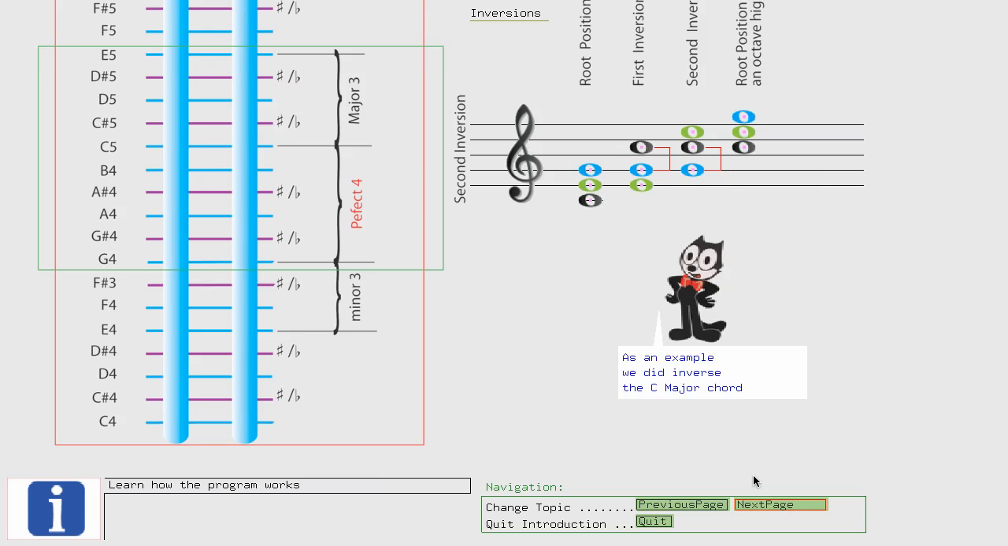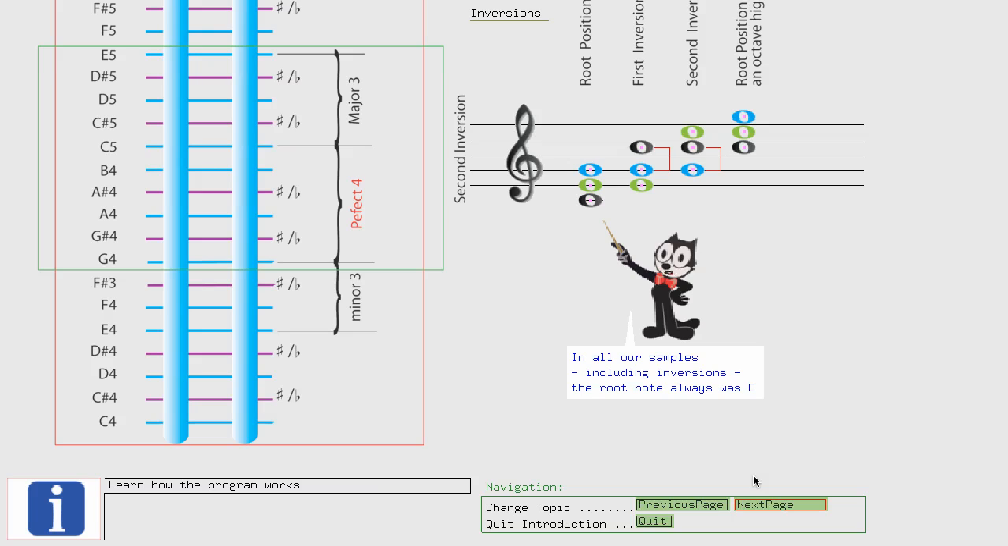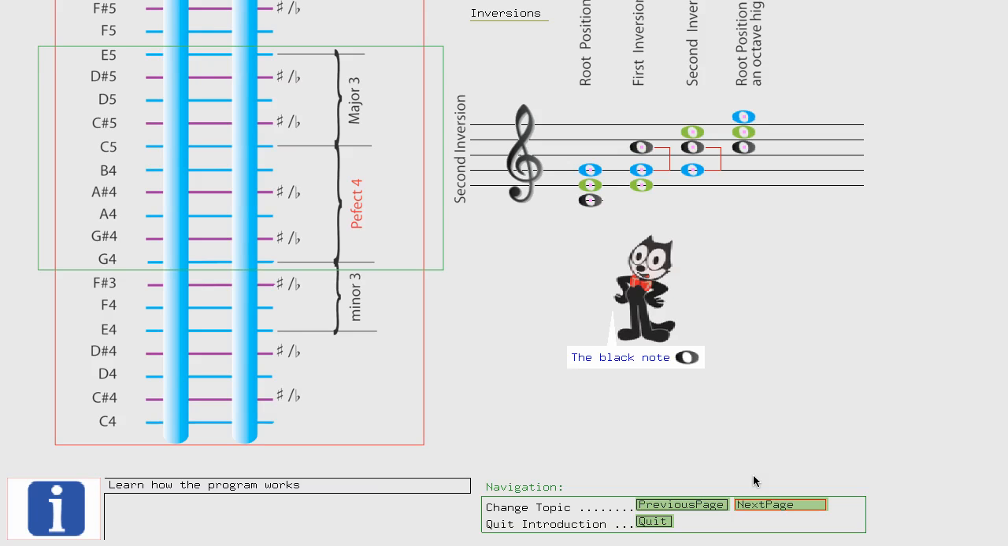As an example, we did inverse the C major chord. All qualities of a triad, that is, minor, major, diminished and augmented, can be inverted. This gives us a total of 12 combinations. 4 qualities times 3 positions equals 12. Each triad is identified by its root note. In all our samples, including inversions, the root note always was C, the black note.